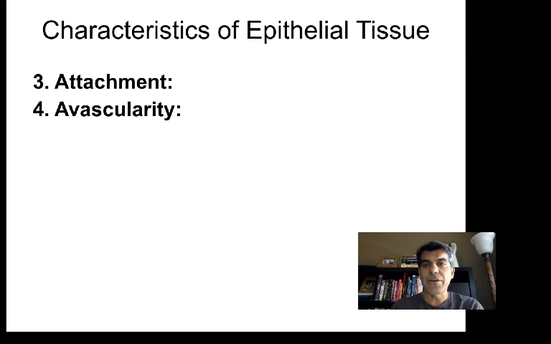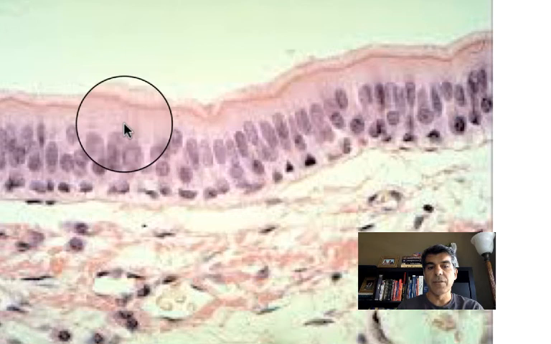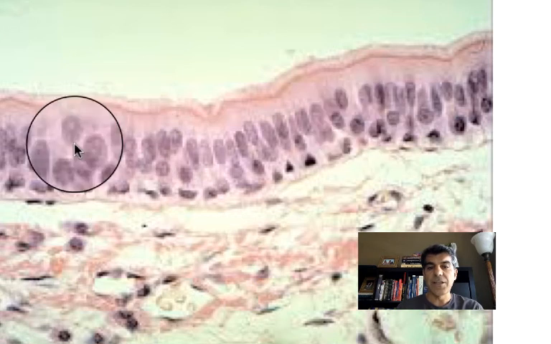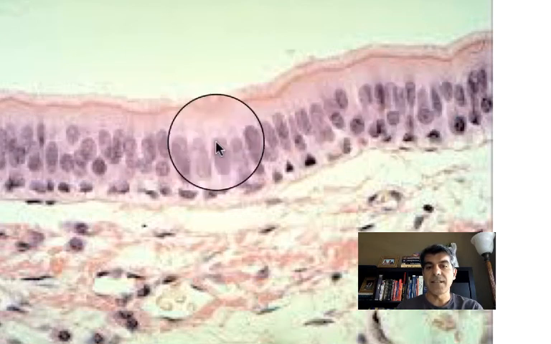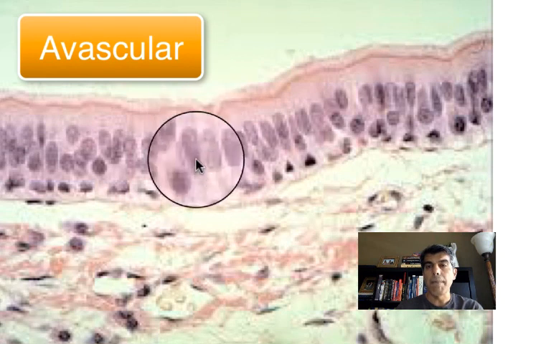The next characteristic of epithelial tissue is avascularity. A means without, vascularity means vessel. Epithelial tissue doesn't have blood vessels. Let's say in this picture, if you cut your epithelial tissue, that means from here to here is epithelial tissue. This epithelial tissue doesn't have any blood vessels, it is avascular. If you cut this one, there is no bleeding.